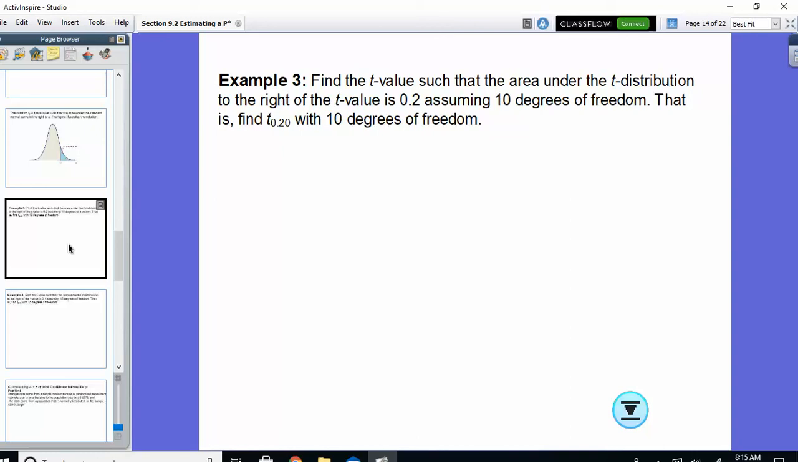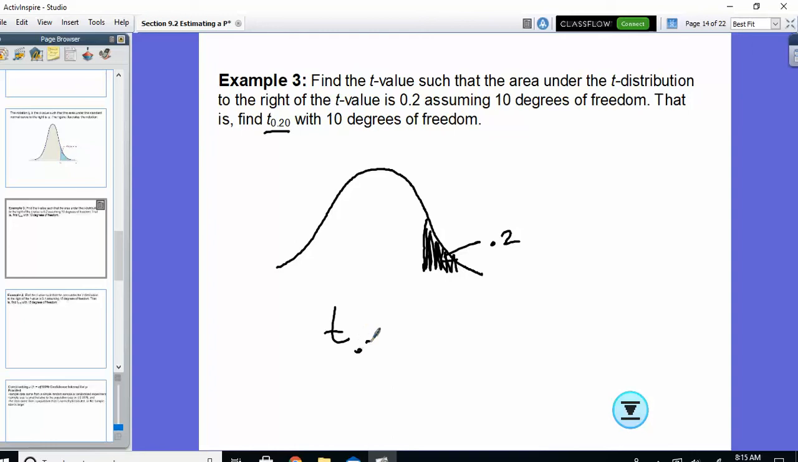Okay, so let's just start calculating something. We want the t value such that the area under the t distribution to the right of the t value is 0.02, assuming 10 degrees of freedom. So another way I might write that is t with a subscript of 0.20. So we know that this area is 0.2. We need our t.